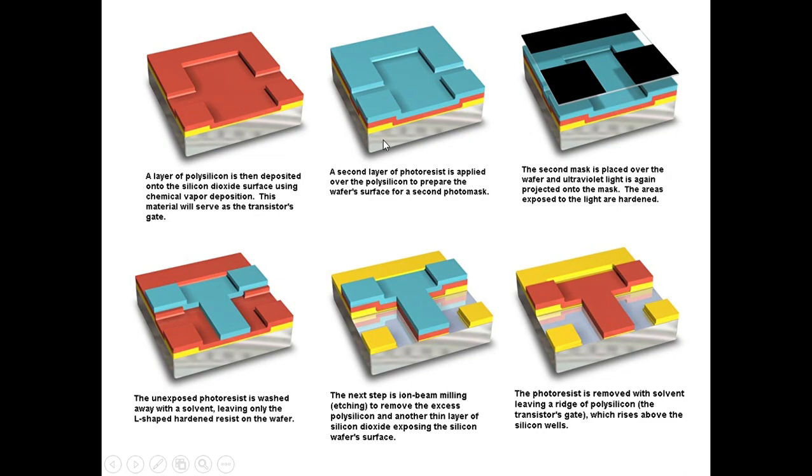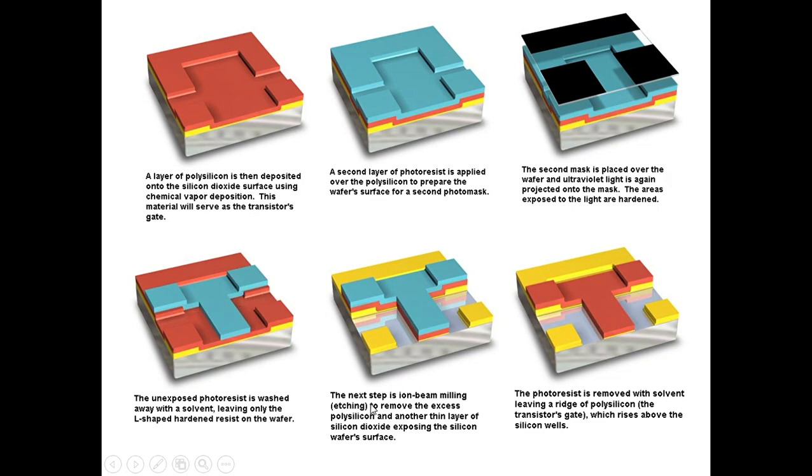A second layer of photoresist is applied over the polysilicon to prepare the wafer surface for the second photo mask. Here you can see the second photo mask is placed over the wafer and ultraviolet light is again projected onto the mask. The areas exposed to the light are hardened. Here you can see this. The unexposed photoresist is washed away with solvent, leaving only the L-shaped hardened resist on the surface. Here you can see these are the L-shaped photoresist.